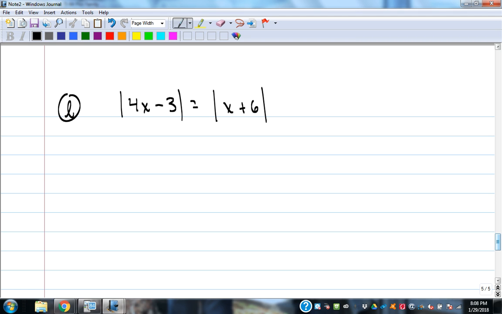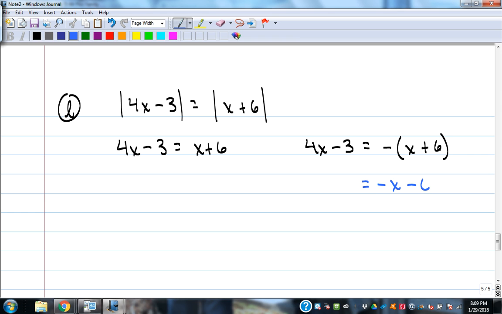So the easy thing about this is it's an equation. So you're going to set up 2 equations. One of them is going to be take the absolute value marks off, just like that. The other equation is going to be take the absolute value marks off and then change the sign of one of the sides. I'm going to change the sign of the x plus 6 side. So I'm just going to make it negative and then that whole side. What that's going to do is just change the sign of the x and of the 6.